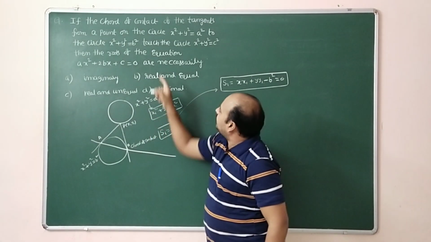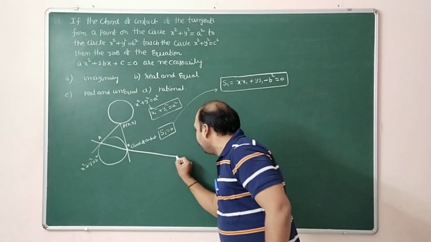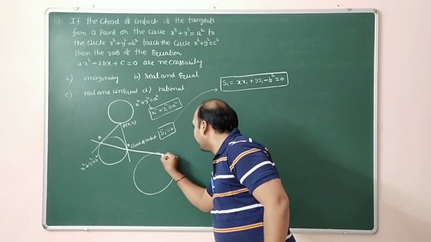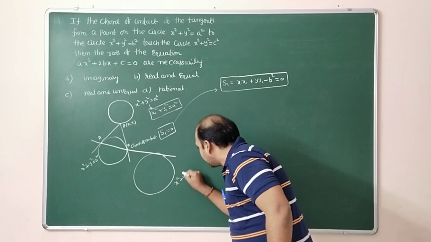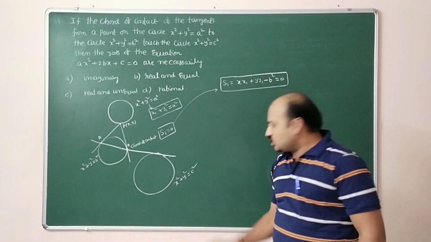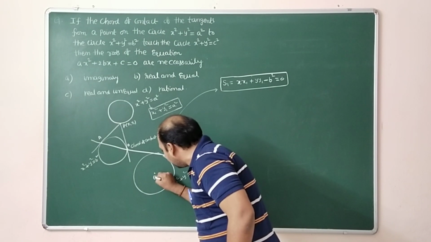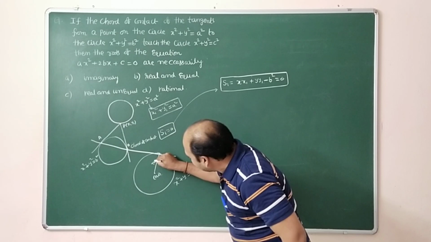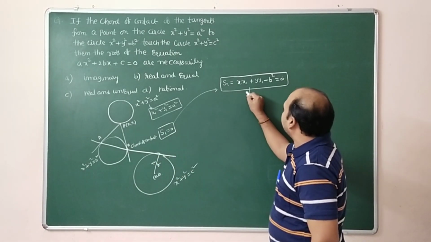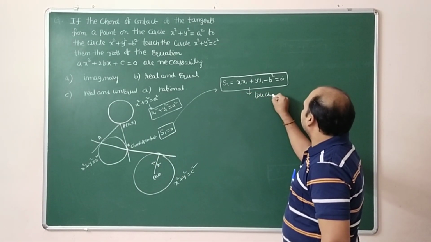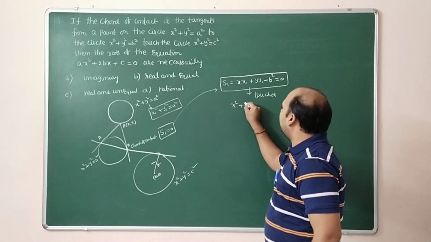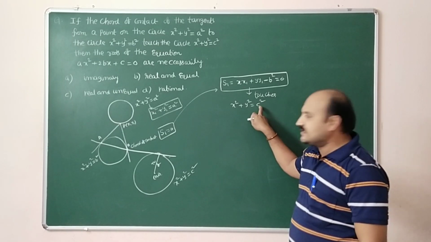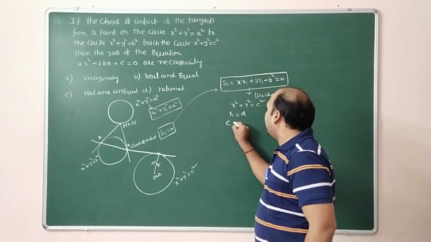This chord of contact touches another circle. So here this is the chord of contact, no? This touches another circle. Which circle is it? x square plus y square is equal to c square. So what is the center of the circle? 0, 0. Whenever the line touches the circle, radius is equal to perpendicular distance. So this touches the x square plus y square is equal to c square circle. Then r is equal to d. What is the radius of the circle? c. Then r is equal to d, r is equal to c.